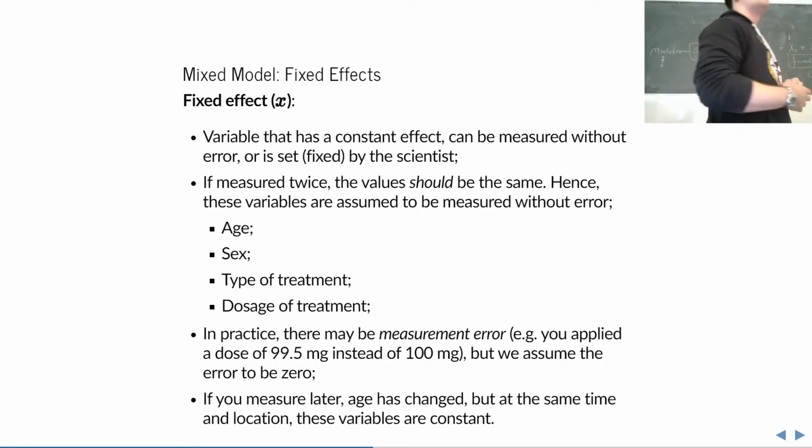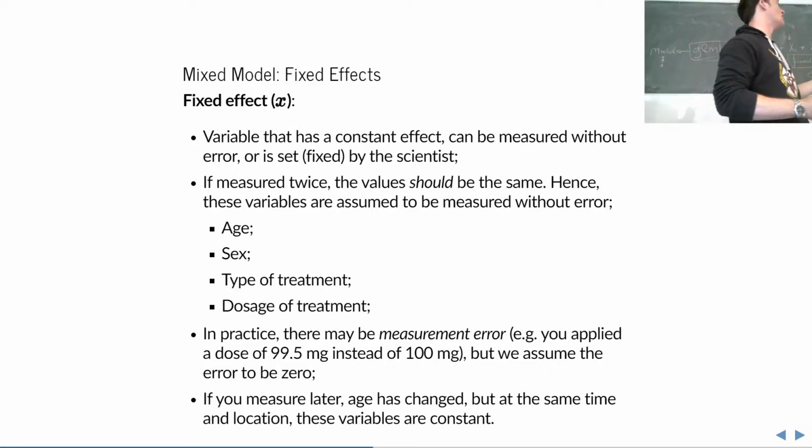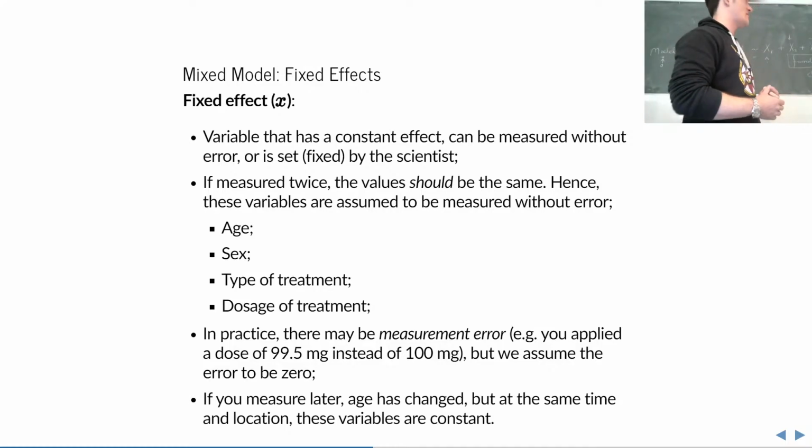In practice, they are of course not measured without error. Nothing is measured without error. You may think that you applied 100 milligrams, but in practice it was half a milligram less, or half a milligram more. But we assume it to be zero. That's the important part. Same thing, if you measure 1 year later, of course you're not the same age, but within a certain time and location, you would expect these variables to be constant.